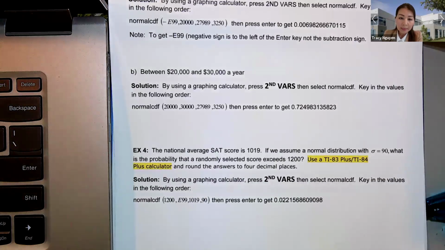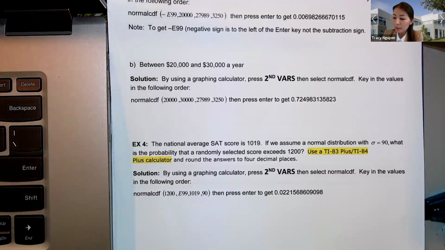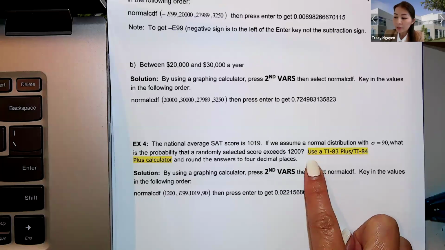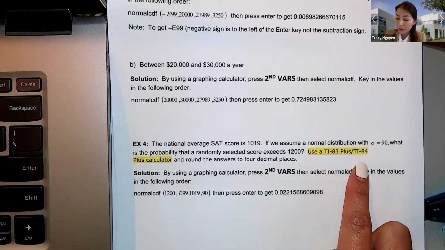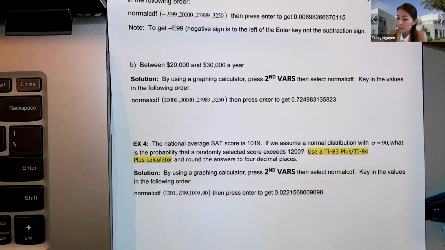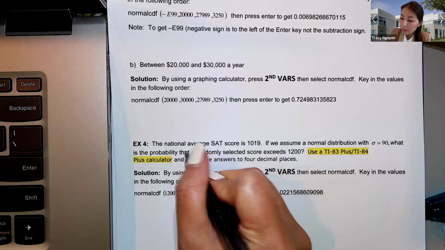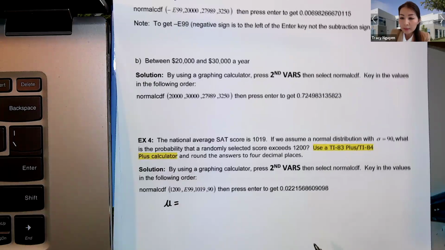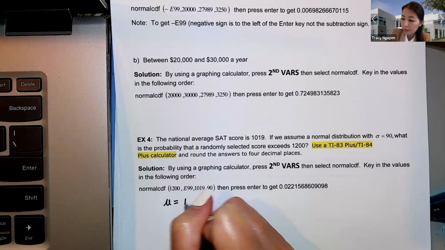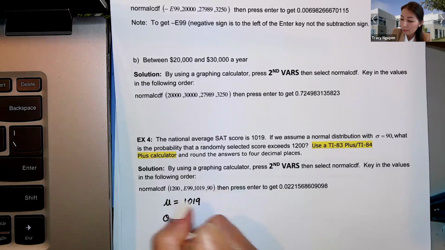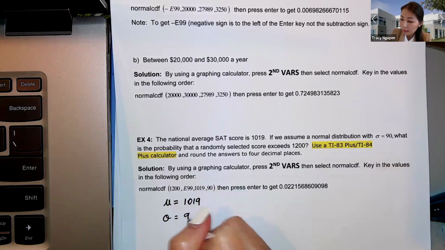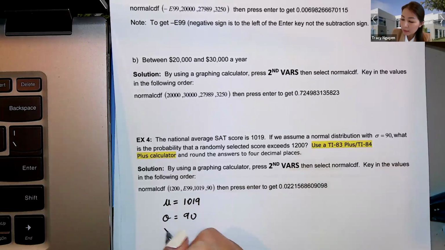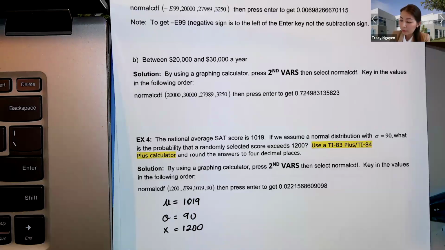All right, so example 4 is the direction on how the problem will tell us to use a TI 83 or 84 plus with the same problem, okay? So we know that in the problem, the average is 1019. So this example 4 is the same as what we did in example 1. So mu is 1019, we have sigma equals 90, and we have x exceeds 1200, meaning the probability of x is greater than 1200.